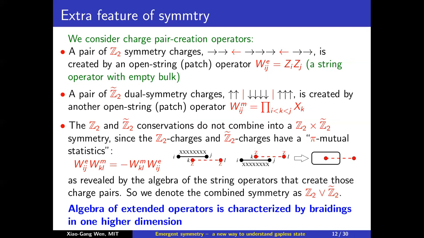Actually, this extra feature is not so hard to understand using this very simple example. To understand it, we need to go a little bit into the math. Let's consider an operator that creates a pair of symmetry charges. For example, for the first Z2 symmetry, the symmetry charge corresponds to a flipped spin. And they are created by this ZZ operator. The Z operator flips a spin from right to left. A pair of Z operators just creates a pair of flipped spins. We view this ZZ operator as an open string operator. It's just two operators, so why do we call it an open string? Well, there's some other reason. So we view this as an open string operator with an empty box, where only the boundary is non-trivial.